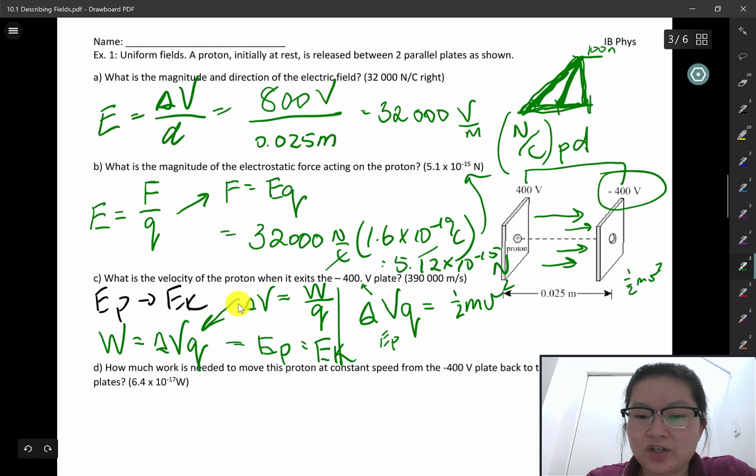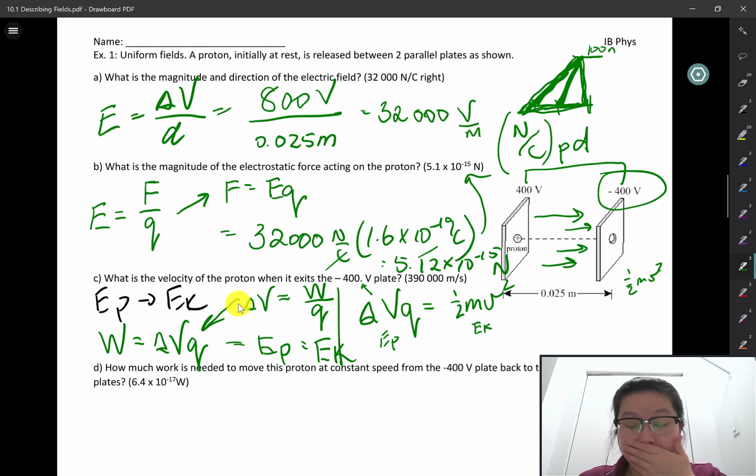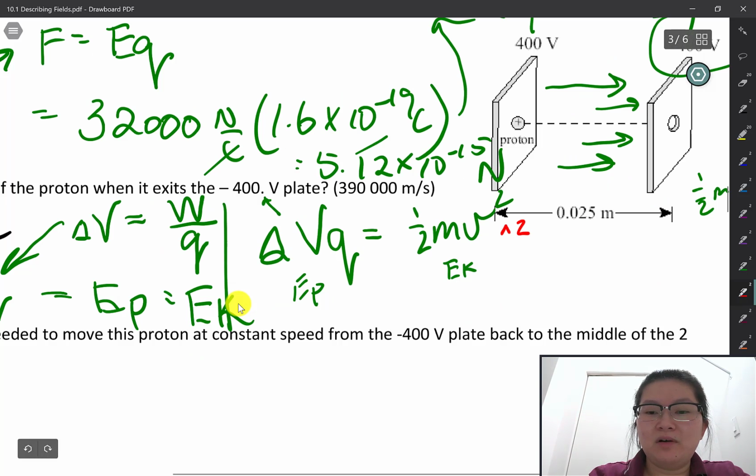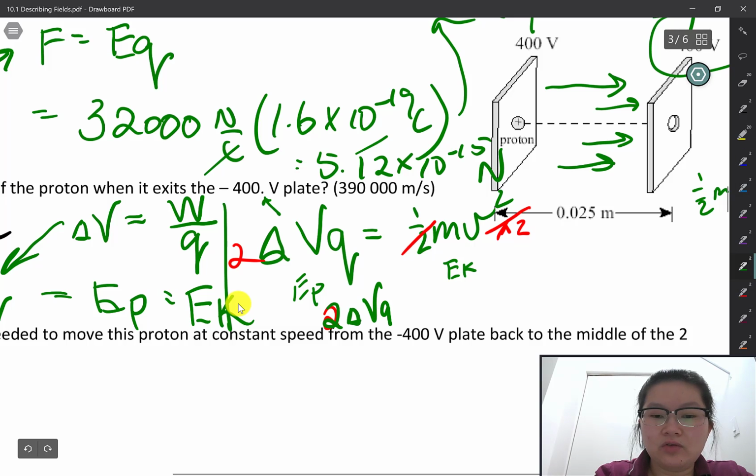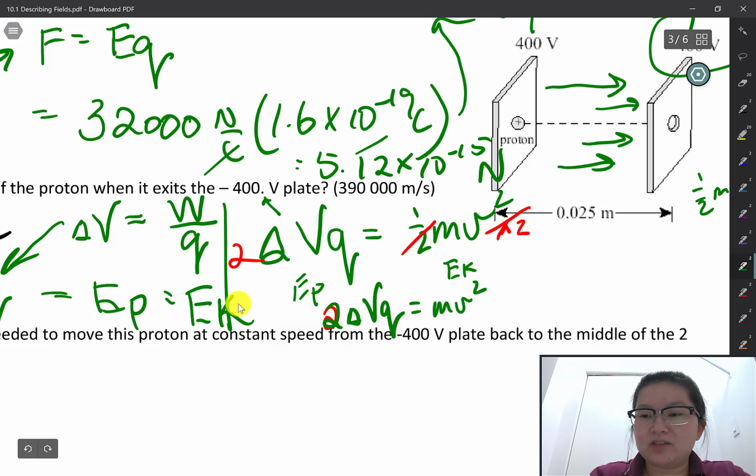The amount of potential energy that will be released, or converted to kinetic energy, over here. Okay? Awesome. So now we can solve for the velocity. We can do this by multiplying this 2 up over here. This is just algebra, essentially. I get 2 delta V q is equal to mv squared. So I just move the m over.